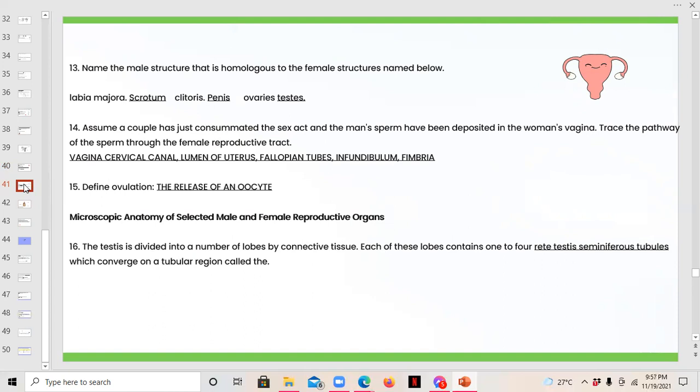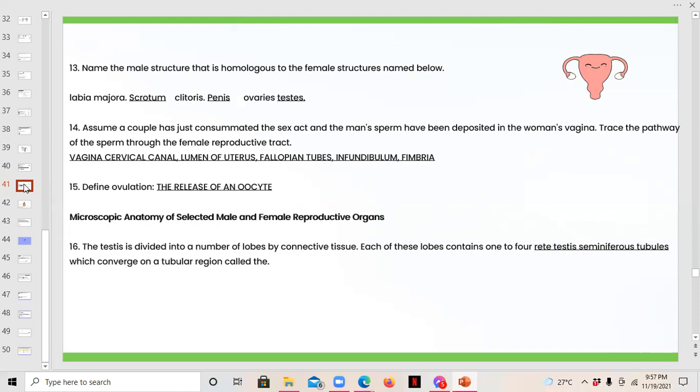Name the male structure that is homologous to the female structure named below. Labia majora, our answer is scrotum. Clitoris, our answer is penis. Ovaries, our answer is testis.